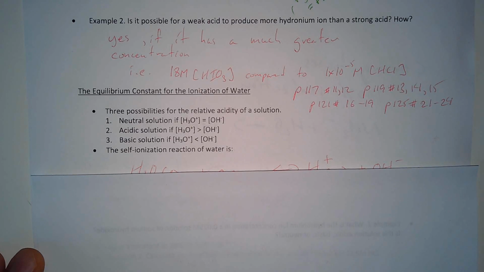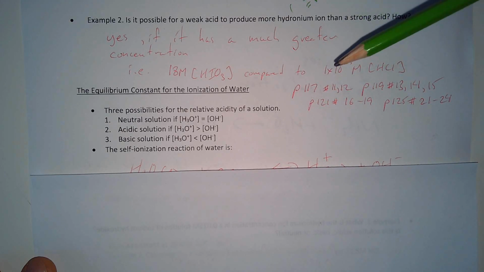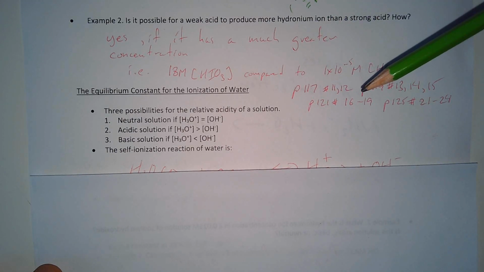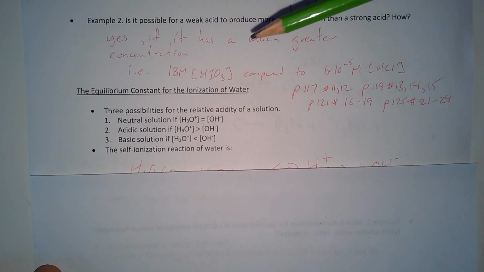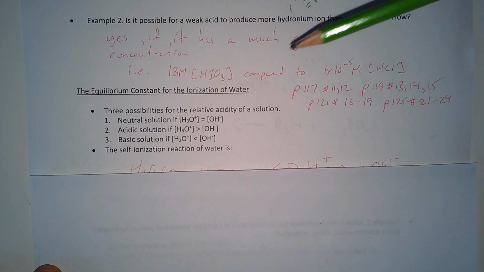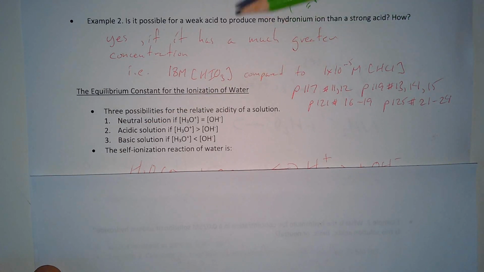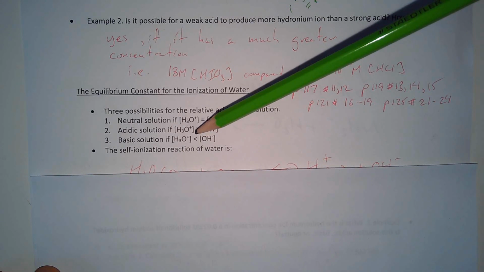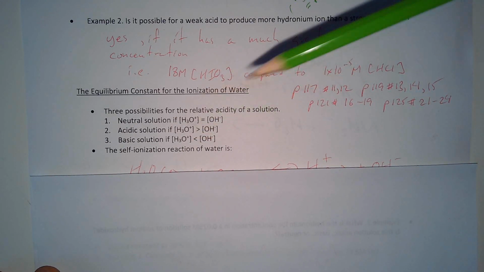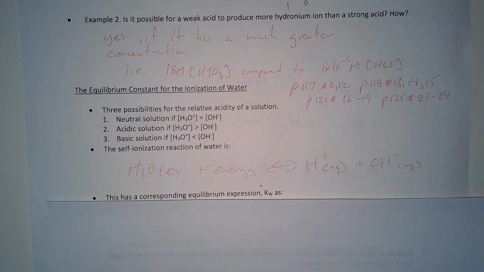Okay, so let's look at the equilibrium constant for ionization of water, and this kind of goes back to what we were just looking at with those questions. It's all about hydronium and hydroxide, and there's basically a balancing act between the two. When the two are equivalent to one another, then you've got what we call a neutral solution. We'll revisit this later when we talk about pH. When you have acidic conditions, then your hydronium will exceed your hydroxide, and if it's basic, then the hydroxide will exceed the hydronium. So the self-ionization of water is this reaction here.